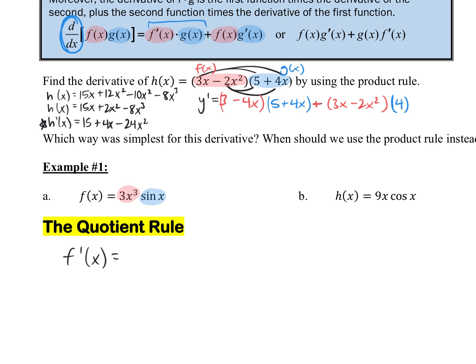So derivative of 3x cubed. What's that? 9x squared, okay? Times my g of x function, so just times sine of x. And then I'm going to add my f of x function, which is 3x cubed, times the derivative of sine of x. The derivative of sine of x is cosine of x. Okay? And that is it. That is all we are doing.